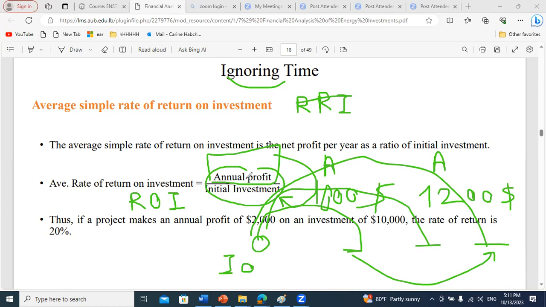So I cannot just do this calculation, because I should take into consideration time effect. And how we take time effect into consideration, this is what we will discuss in the coming slides.